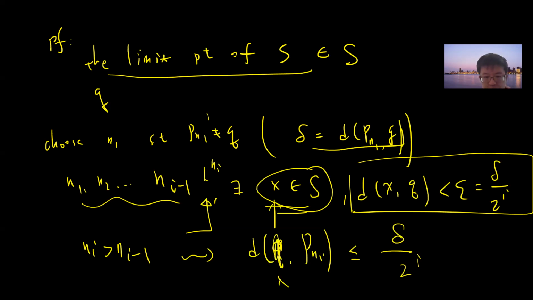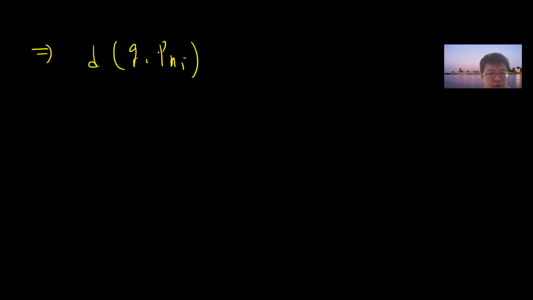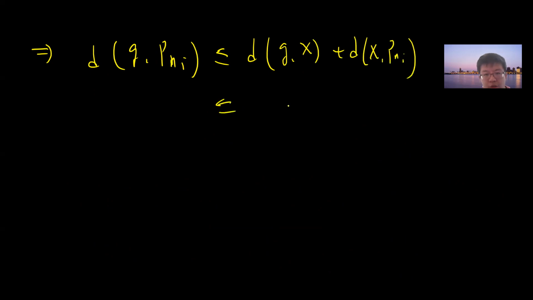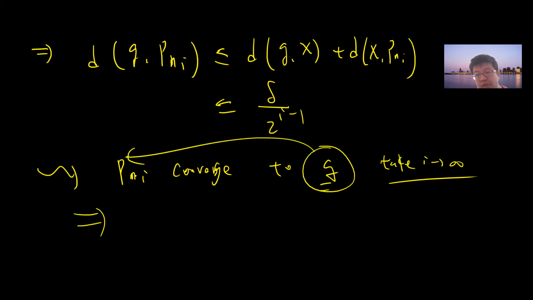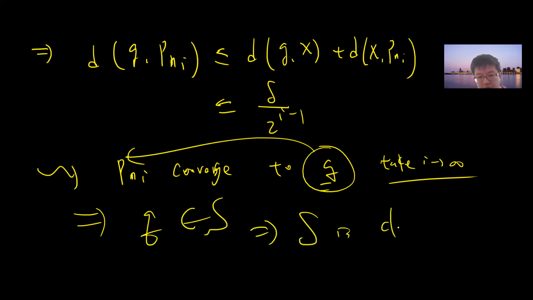Oh sorry, this is x. So we have d(x, P_Ni) and d(x, Q). From these two, you can get d(Q, P_Ni) less than the sum of the two, which is delta over 2 to the i minus 1. So what does this mean? It means that P_Ni converges to Q, because I can take i to infinity. So we prove that Q comes from some subsequence of P, which proves that Q belongs to S, which means that S is closed.